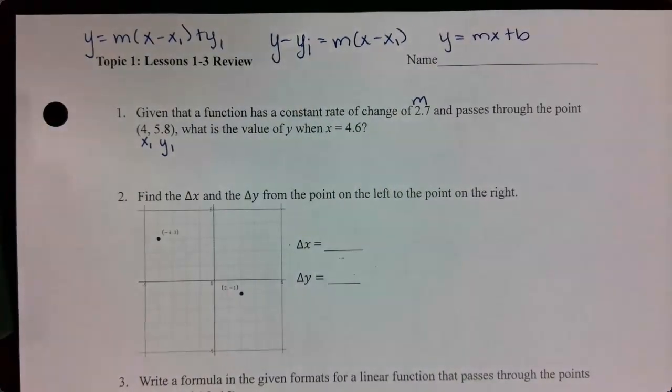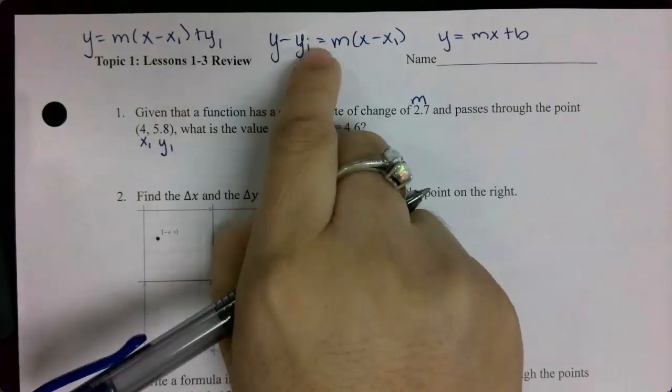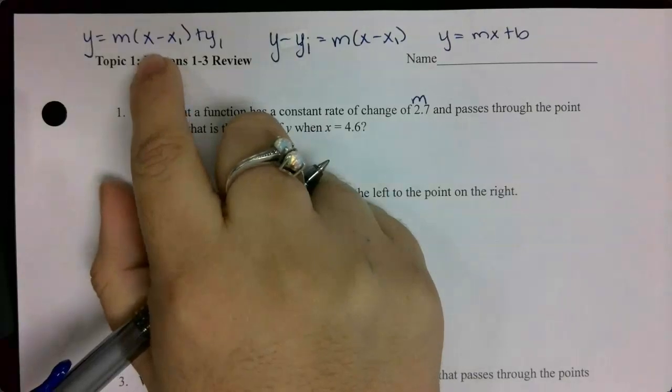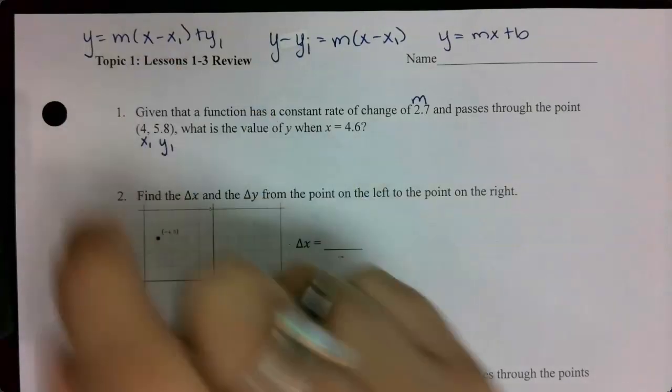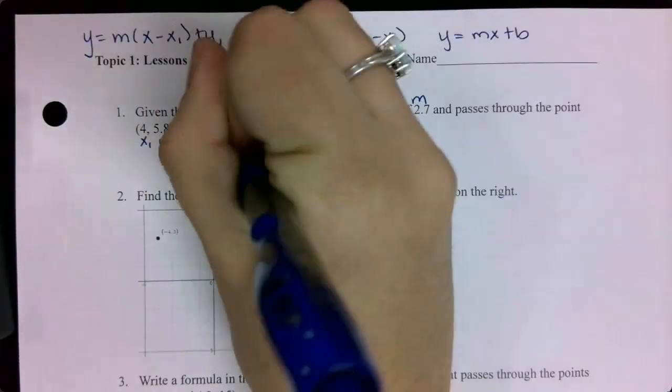So, on number 1, I can use any of these formulas, the first two. They're the same, they're just rewritten with the y1 on different sides of the equation. I'm going to use this first one because it'll get me my answer quicker because it's already in the right form. So I have y equals, my m was 2.7.